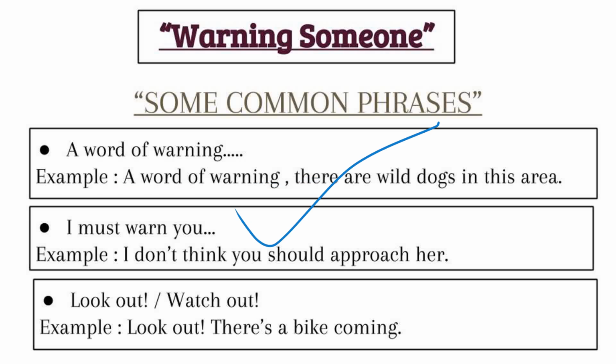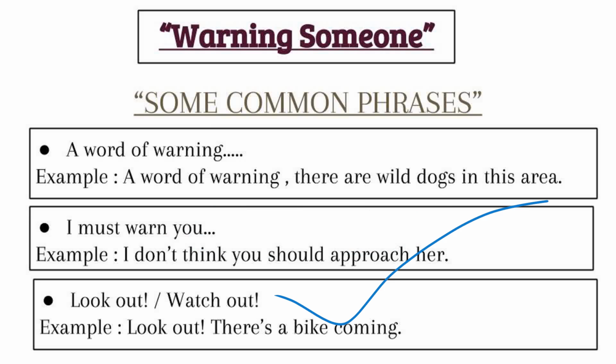I must warn you, again you're being strict about something, that this must not be done. Sorry for the wrong example. I must warn you about approaching her. Okay, so we use a gerund.